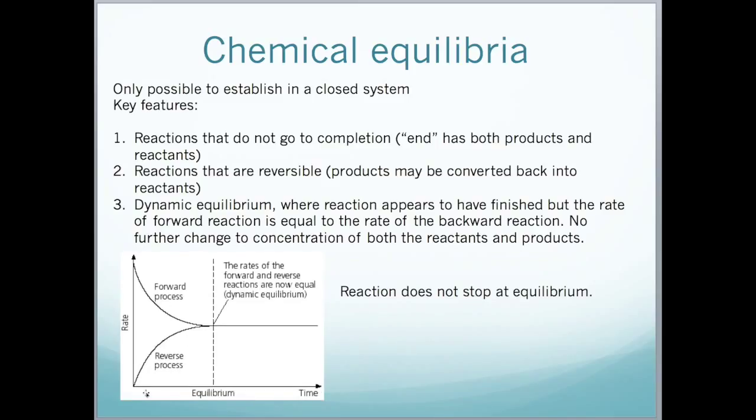In this diagram, we can see on the x-axis we have time and rate on the y-axis. This line represents the forward process and this is the reverse process. And here is where the equilibrium is reached, which means that the rates of both the forward and the reverse happen at the same rate. And please remember that reactions do not stop once they're at equilibrium. It just means that there is no further change in the concentration of both the reactants and the products.